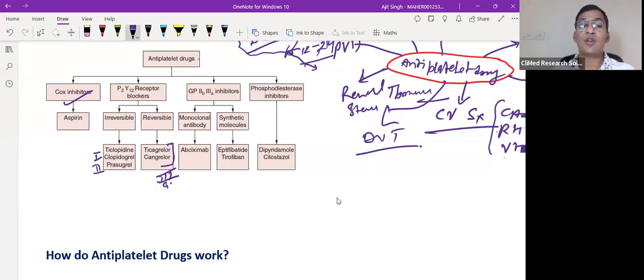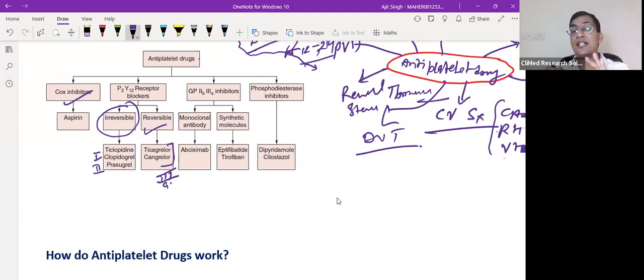So clopidogrel and prasugrel are irreversible type drugs, and ticagrelor and cangrelor are reversible type drugs and more efficacious, and they leave the platelets free for other functionalities. That's how these are quite predictable and more efficacious than the first and second generation drugs like clopidogrel and prasugrel, because prasugrel and clopidogrel have an irreversible effect.